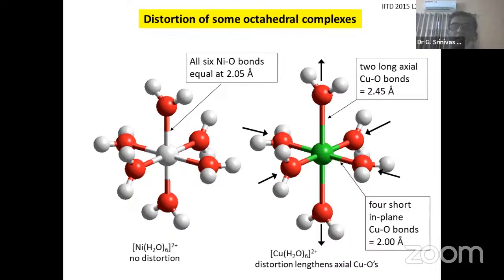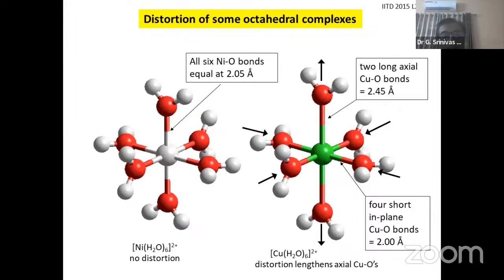Octahedral complexes, in some cases, in case of copper complexes, the structures will get somewhat distorted. That is called distortion of octahedral complexes. Jahn and Teller, both scientists, have proposed the concept of distortion from the octahedral complex. If you see here, two aqua complexes, nickel and copper. Nickel is having no distortion at all. Nickel oxygen bonds equal 2.05 angstroms.